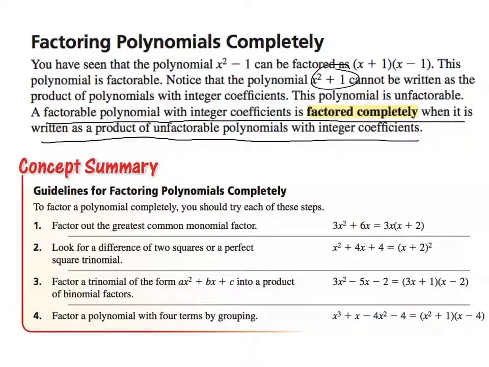Number 1, some ways or guides to help you factor. Always check for a greatest common factor first. 3x times x plus 2. That is a greatest common factor. You could look for the difference of two squares or a perfect square polynomial or trinomial. You may factor something into binomials. Or you might have to factor with grouping. These are all different ways that you could factor a polynomial completely.